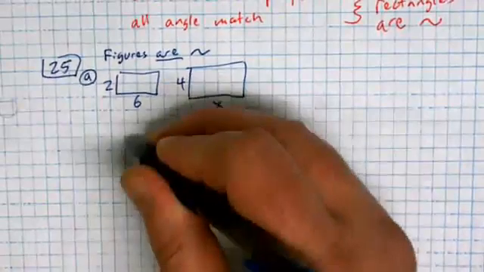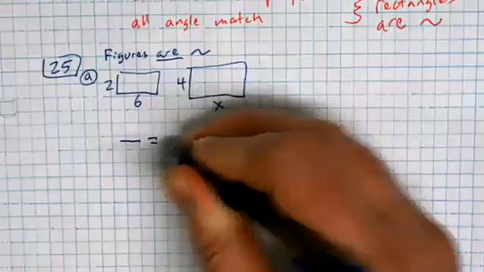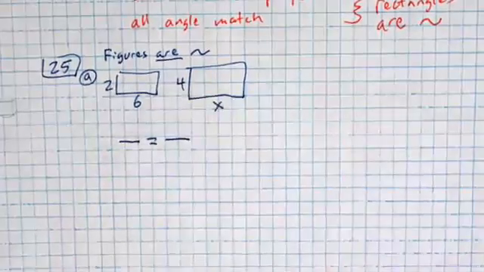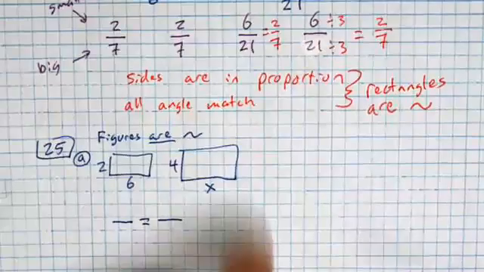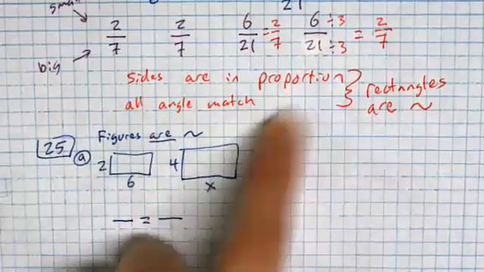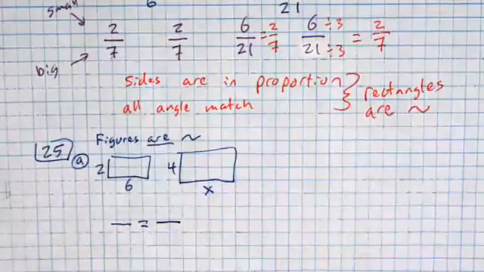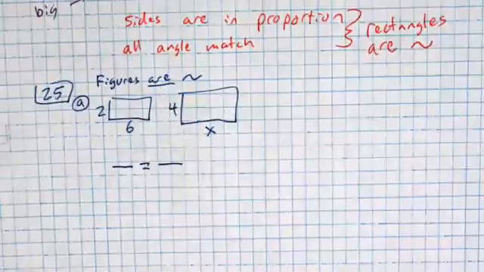So let's set ourselves up a couple of ratios. And I'm putting an equal sign in between them because why? We know that they're similar. And if they're similar, that means the sides are, the vocab again? In proportion. Thank you. The sides are in proportion. That means we should have equal ratios, right? So let's write a couple of ratios.